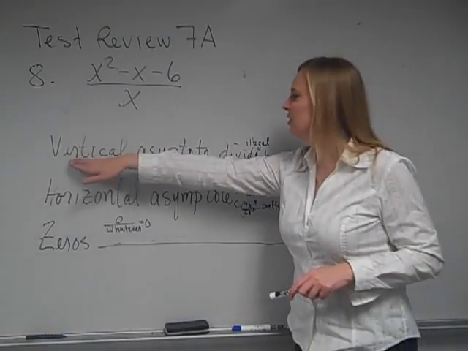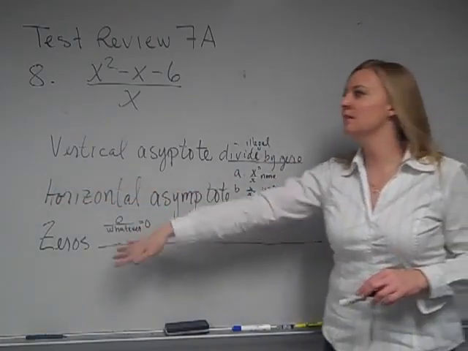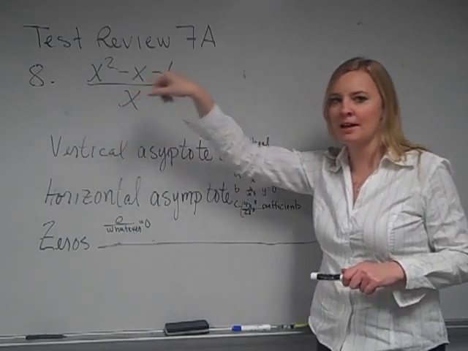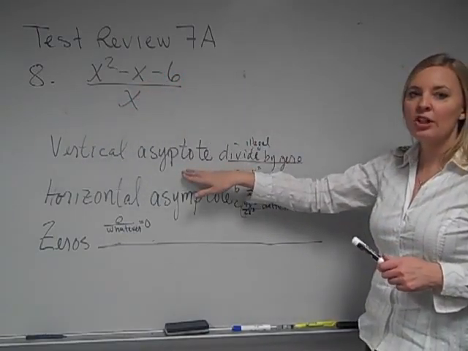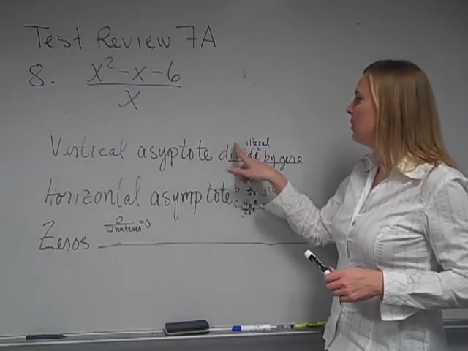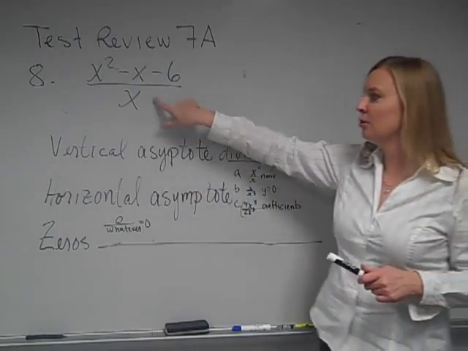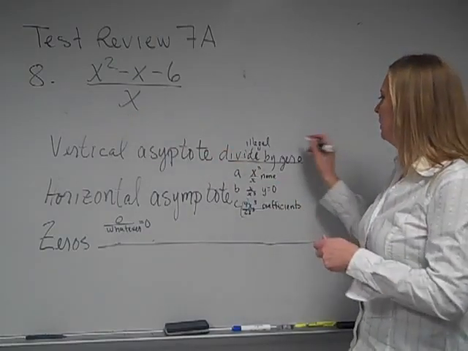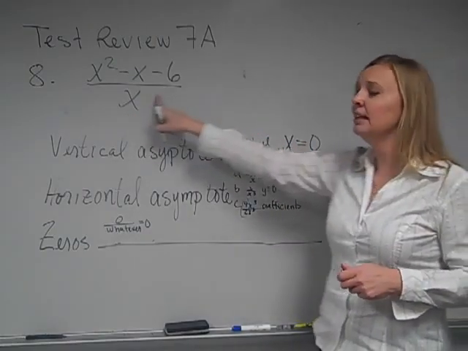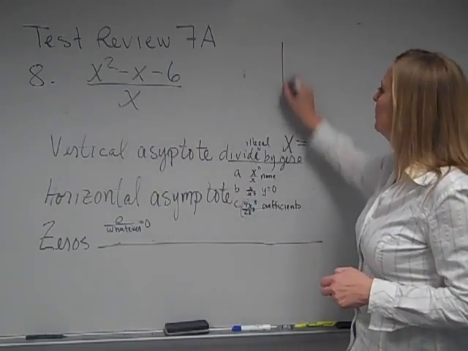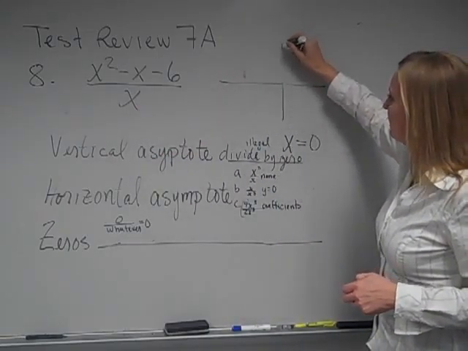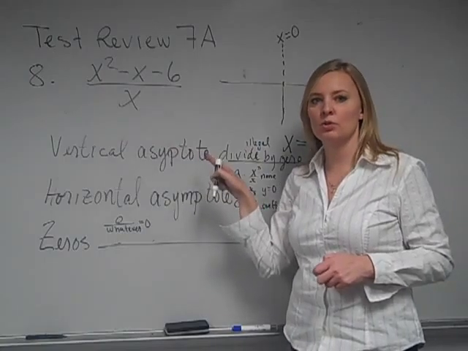Let's find the vertical asymptote, horizontal asymptote, and zeros of this function: x squared minus x minus 6, divided by x. First, vertical asymptotes. Those happen when you have an illegal divide by zero error. Now notice if x is 0, you have an illegal divide by 0. So on your graph, right at x equals 0, you have your vertical asymptote.